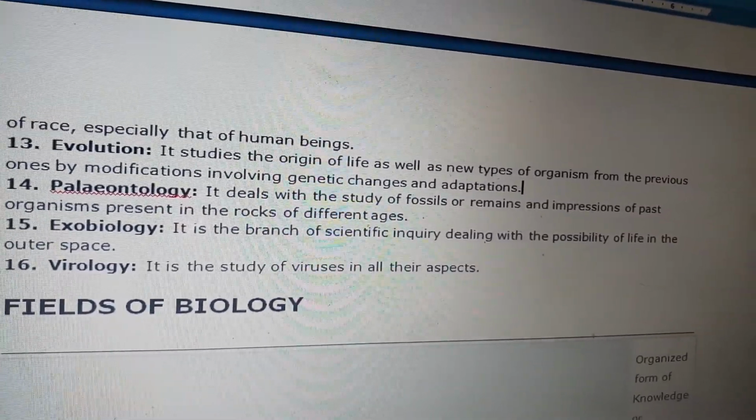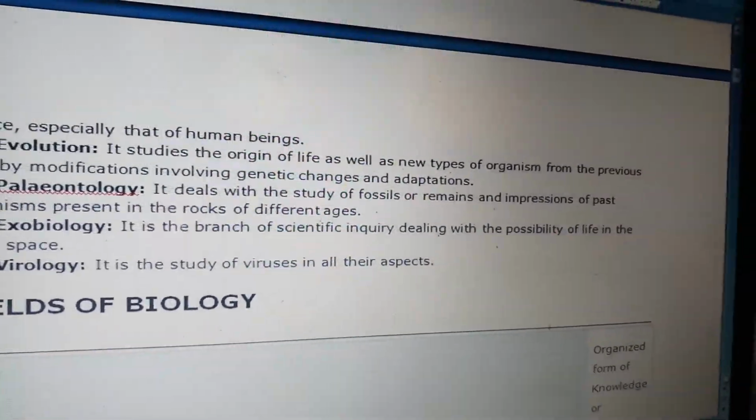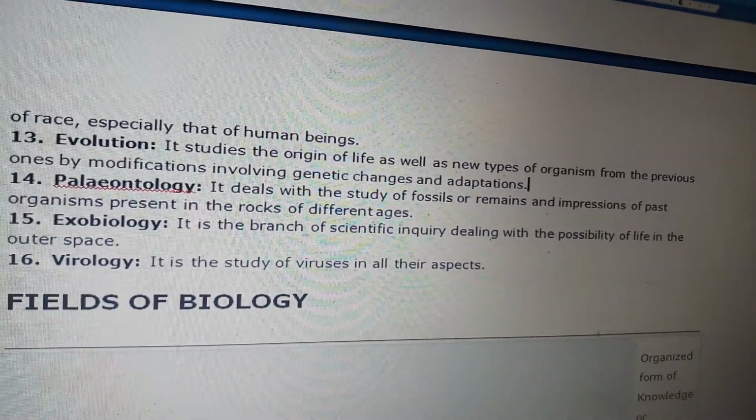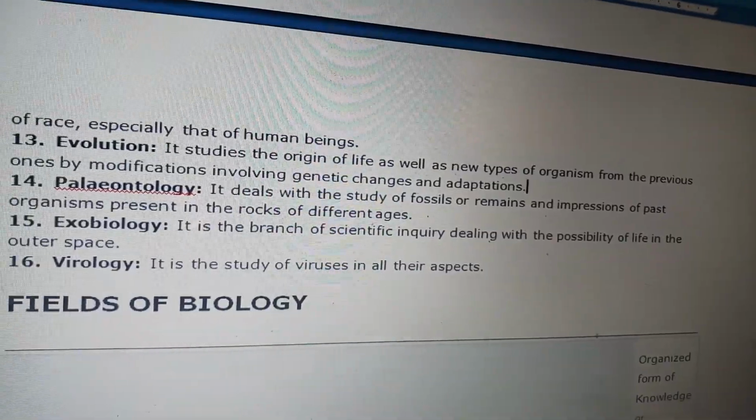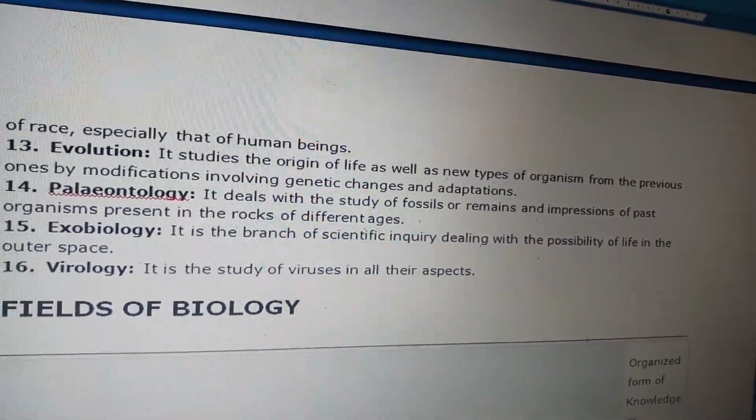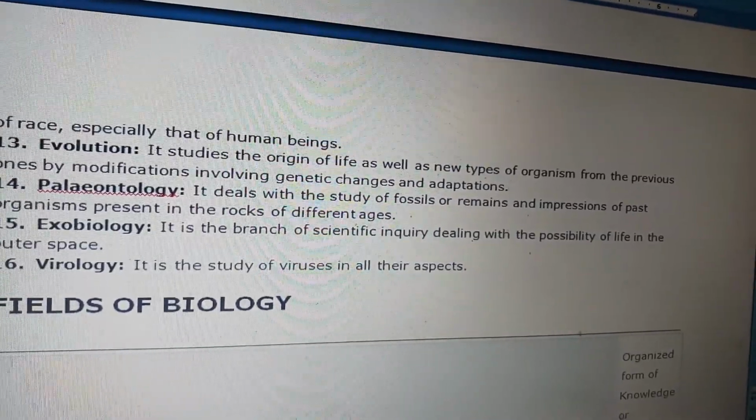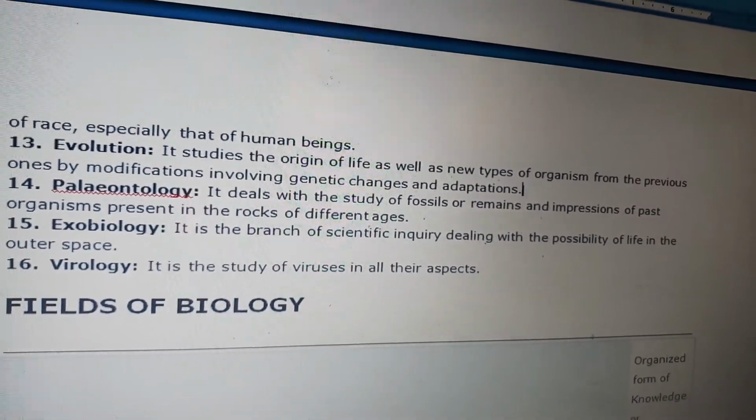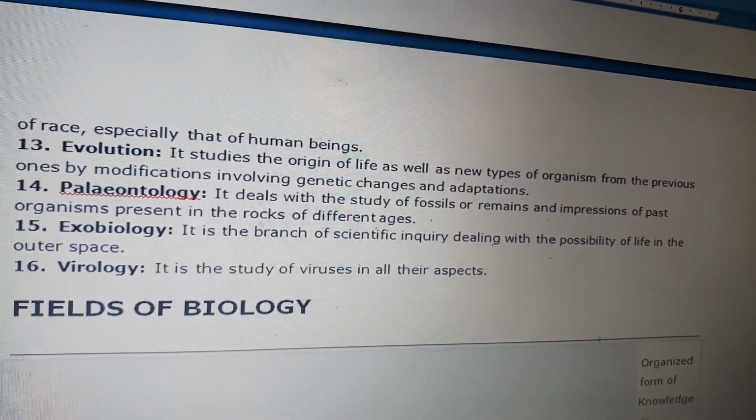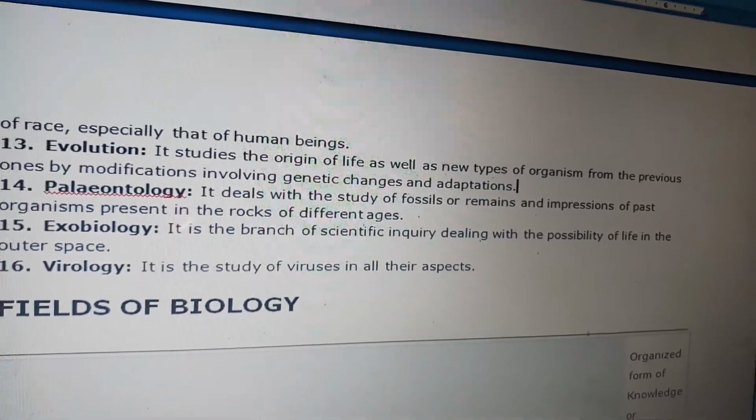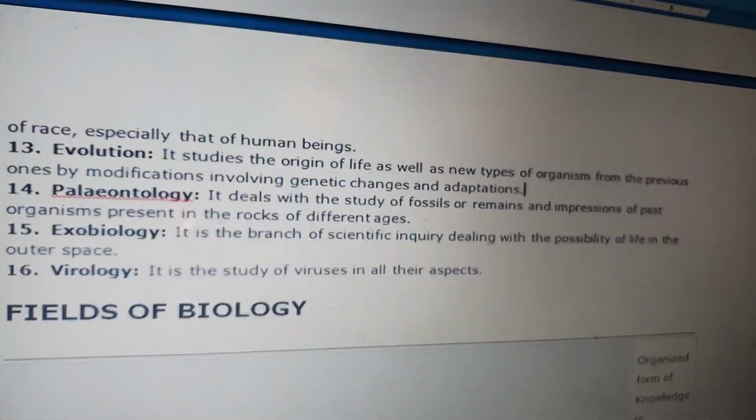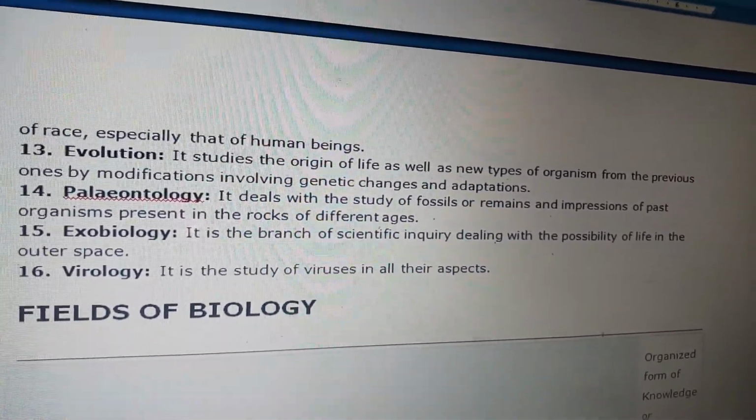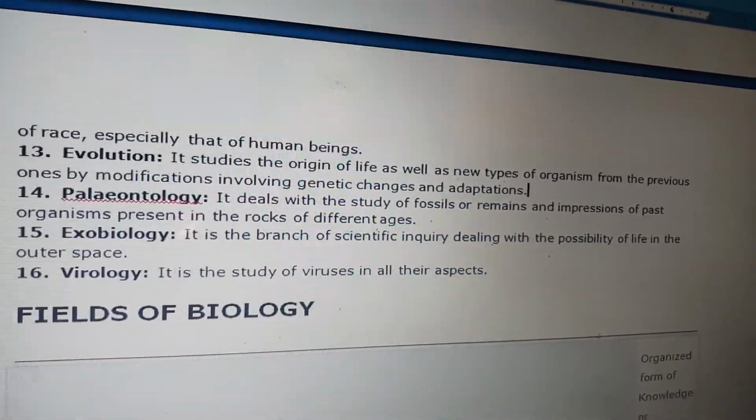Now the next one is exobiology. It is a branch of scientific inquiry dealing with the possibility of life in outer space. You know, scientists are continuously doing research and trying to find life in other parts of the cosmos, like Mars and other regions. They are trying to find life in outer space. So that is studied under exobiology.